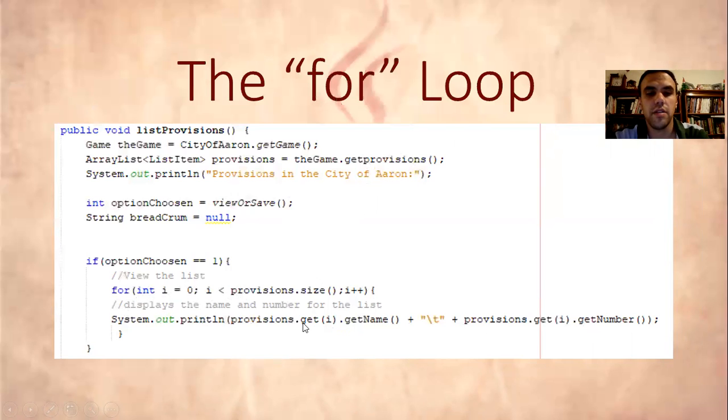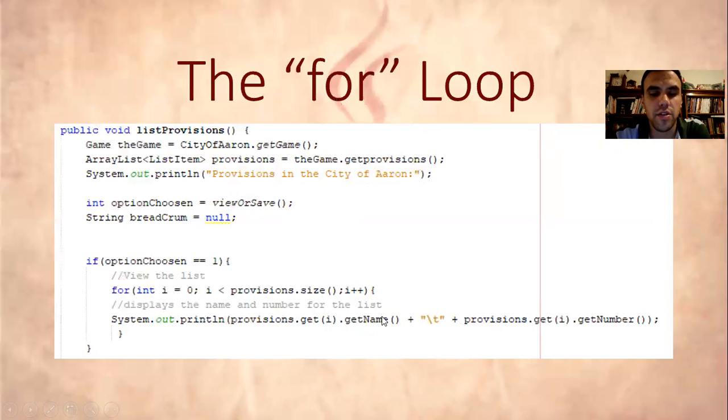It's going to print. It's going to go to the index. It's going to get that provision name, get the name, add a space, and then the number. So here on this for, this is going to run the first time when the option chosen equals 1.